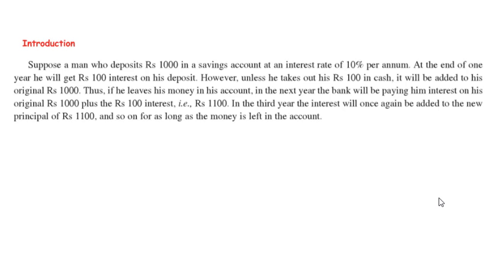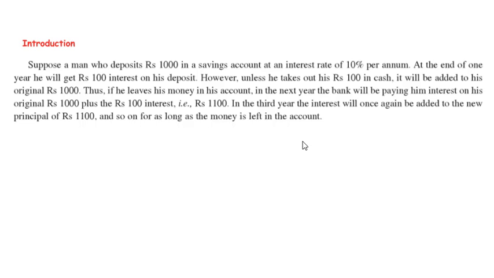Now let us understand what compound interest is all about. Suppose we have taken one example. Suppose a man deposits rupees 1000 in a saving account at an interest rate of 10% per annum. At the end of 1 year, he will get rupees 100, right?